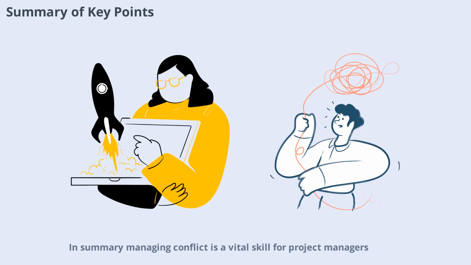In summary, managing conflict is a vital skill for project managers. By interpreting the source and stage, analyzing the context, and selecting appropriate resolution strategies, you can turn conflict into an opportunity for growth. Remember to communicate openly, document outcomes, and foster a positive team culture.